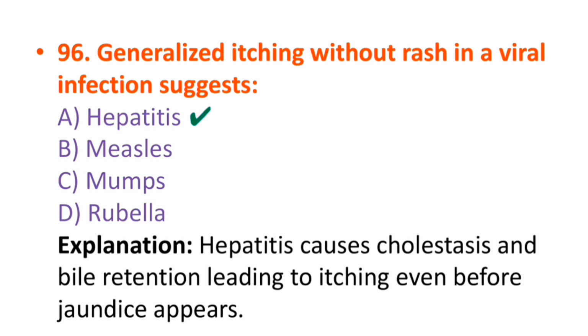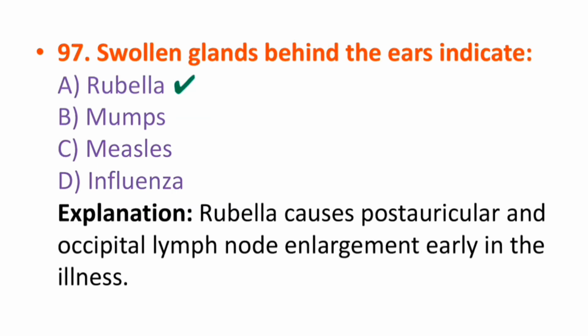Generalized itching without rash in a viral infection suggests option A, hepatitis; option B, measles; option C, mumps; option D, rubella. The correct answer is option A, hepatitis. Hepatitis causes cholestasis and bile retention, leading to itching even before jaundice appears. Hepatitis causes generalized itching without rash.